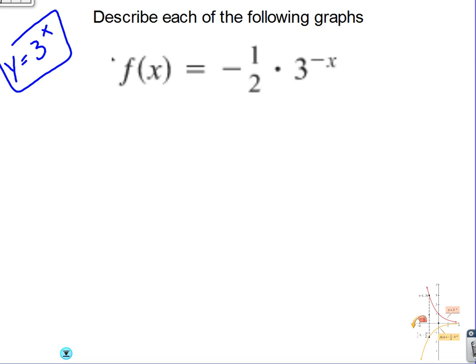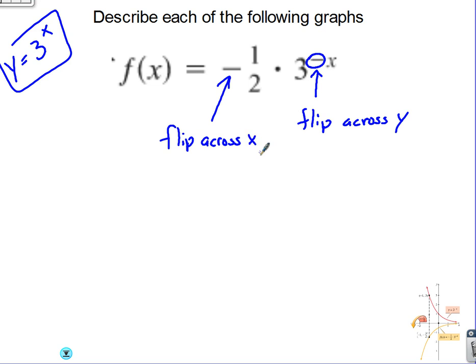See if you can tell me, Jason, what about this negative? What's it going to do? Good. Flip it across the... Flips it left to right, so it's actually flipping it across the y. Good. Now this one flips it across x. So you got flipping it across the x-axis, flipping it across the y-axis, and the very last thing, that's a fraction bar, the 1/2.